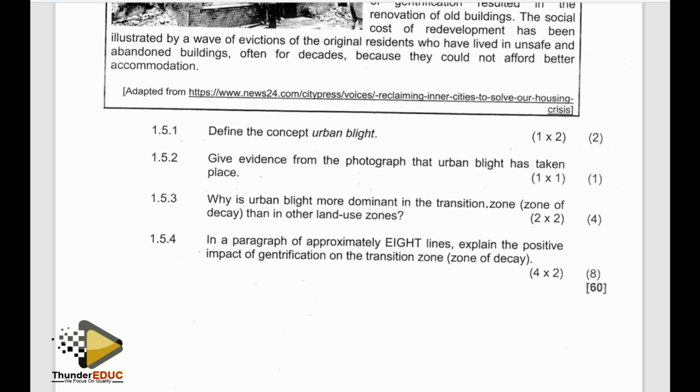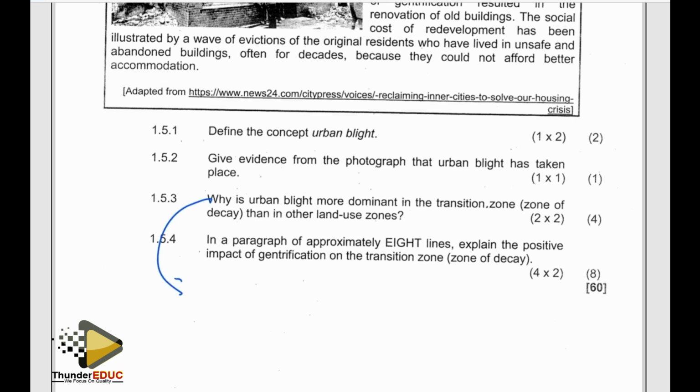Why is it that we have urban decay happening in that particular zone? Right, number one is the reason of its proximity to the CBD. This area is closer to the CBD and is exposed to the dangers of massive urbanization.